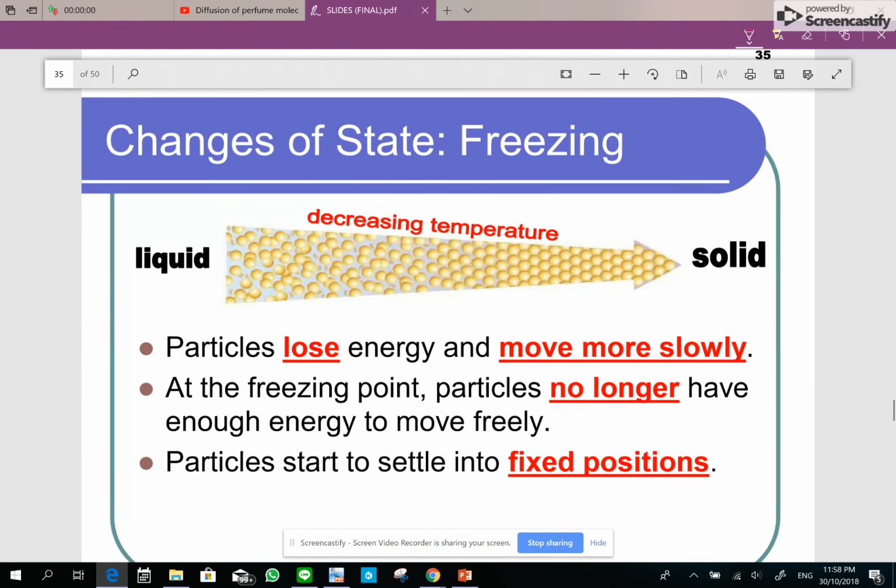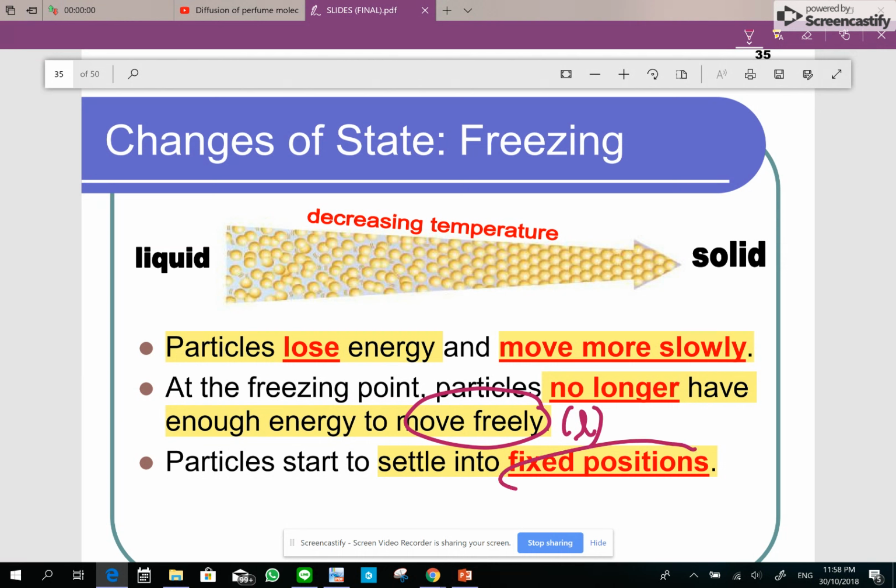The explanation is quite similar to condensation. Same thing: they lose energy, they move very slowly. After a while, they no longer have enough energy to move freely. That's where they start to settle down into fixed positions. From this paragraph, you are able to tell that initially they are able to move freely, which is your liquid state, and settling into fixed positions is your solid state.